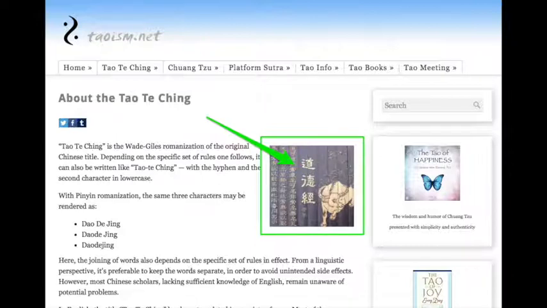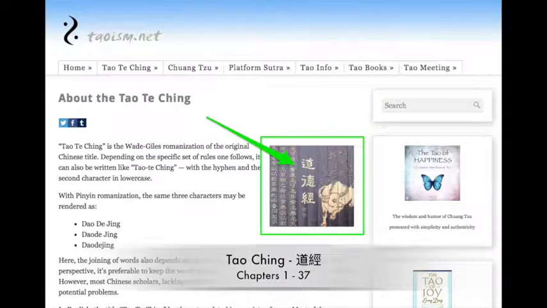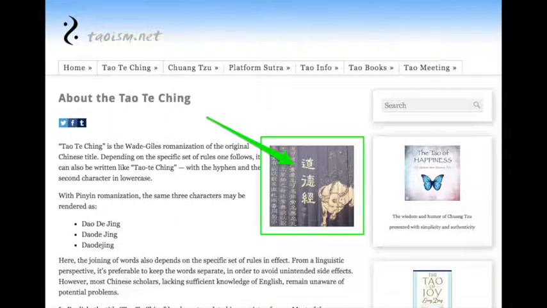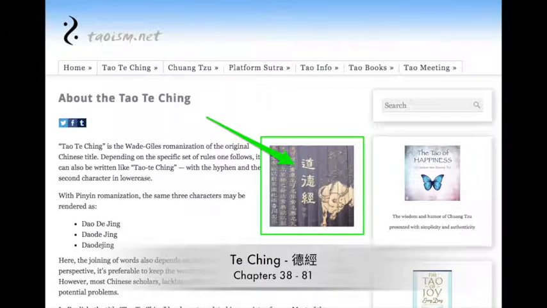There are 81 chapters in the Dao De Jing total. Chapters 1 to 37 is the first part. It's called the Dao Jing. So if you were to take 2 out of the 3 characters that you see here, the first one and the last one together, you'd have the name for the first part. And the second part goes from chapter 38 to chapter 81. So the second part is slightly longer than the first part. It's roughly a 54%, 46% split. So the second part is the last 2 characters together, De Jing.